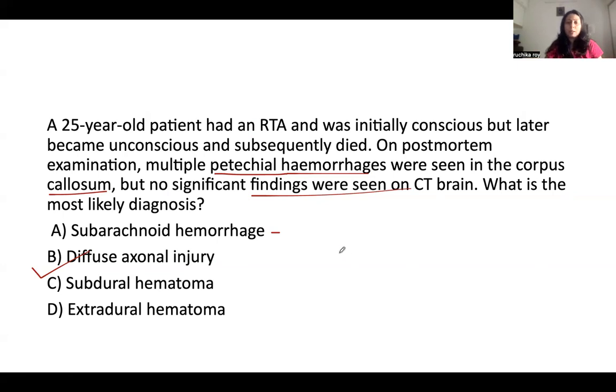Remember, in this type of case the CT scan will be normal, and the better diagnostic tool is the MRI, because it's a microscopic hemorrhage. Sometimes it cannot be seen on the CT scan. It is better seen on MRI. So that is the explanation of this question.